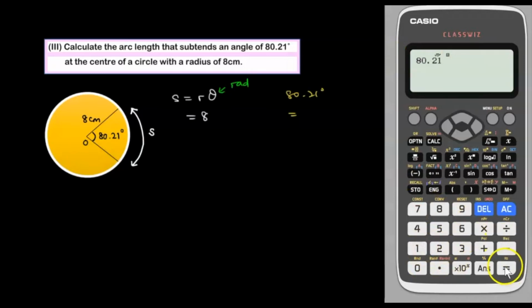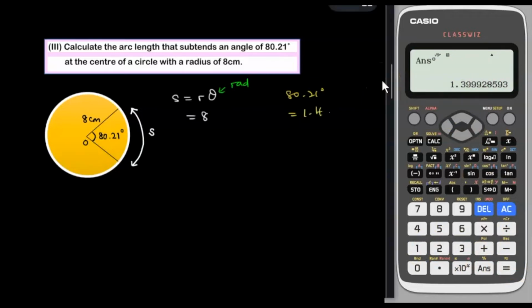So press 80.21, okay, then you press equals, and then you press OPTN, and then angle unit 2, okay. So the question is in degrees, so you press 1, okay, then press equals. So you get 1.39999, okay, so we round up to become 1.4 radian, okay. So now we get our theta in radian, which is 1.4, so 1.4, okay.